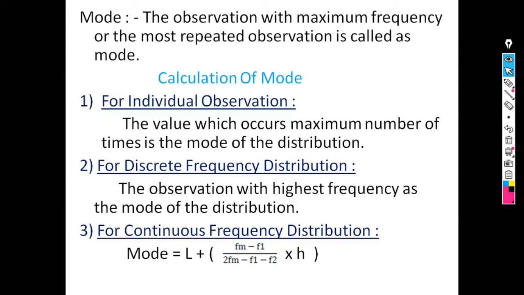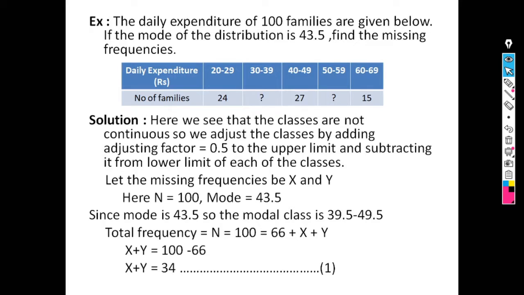In today's lecture, we will see if the value of the mode is given, then how to find the missing frequencies, how to find mode by the graphical method, and the merits and demerits of mode. Let us understand the procedure to find the missing frequency if the mode of the distribution is given, by taking an example. Suppose the daily expenditure of 100 families is given below. If the mode of the distribution is 43.5, find the missing frequencies.